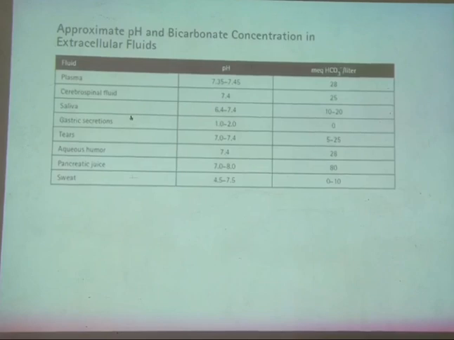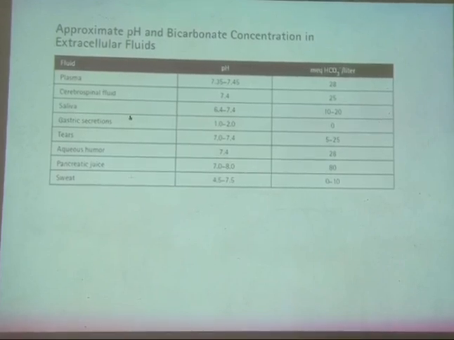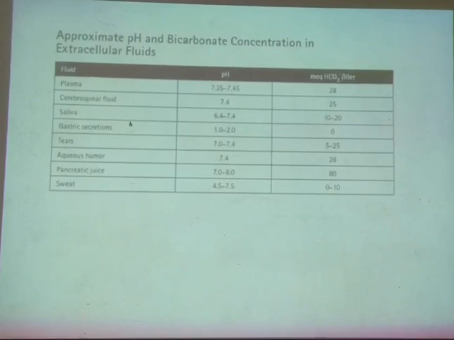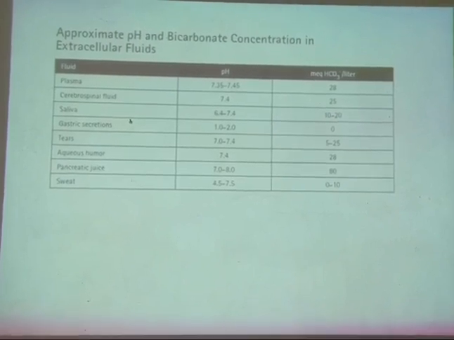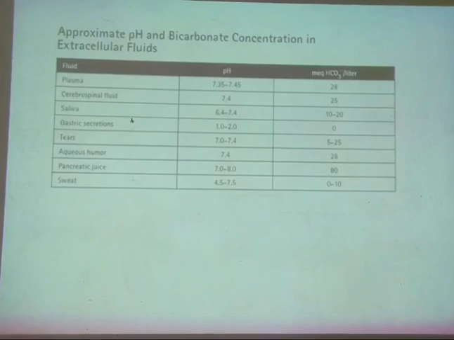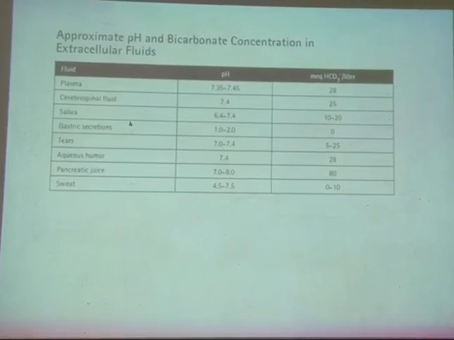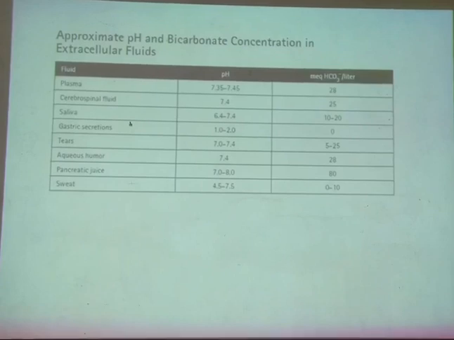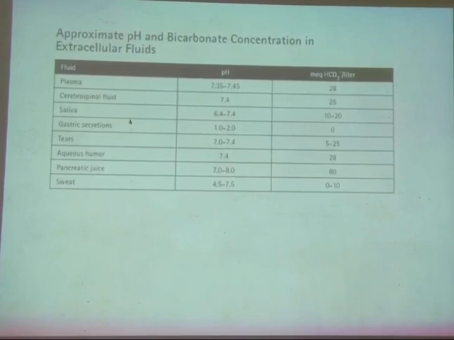it ranges: if you take the plasma, the pH should range between 7.35 and 7.45. The bicarbonate ion should be 28 milliequivalents per liter. In cerebrospinal fluid, CSF, of the main vertebra, the pH should be 7.4, and the bicarbonate ion concentration should be 25 milliequivalents per liter. And saliva: the pH is 6.5 to 7.4, and the bicarbonate ion concentration should be 10 to 20 milliequivalents per liter.